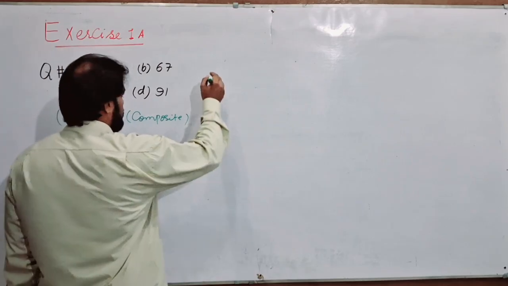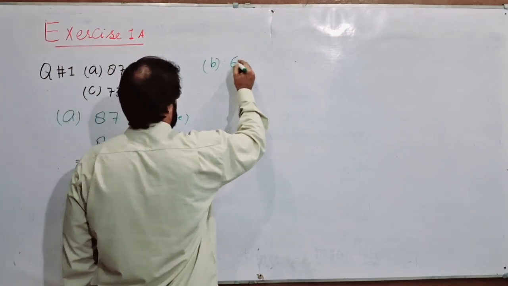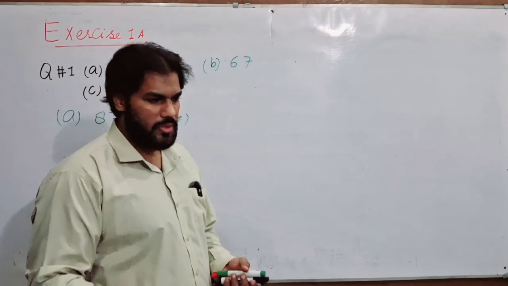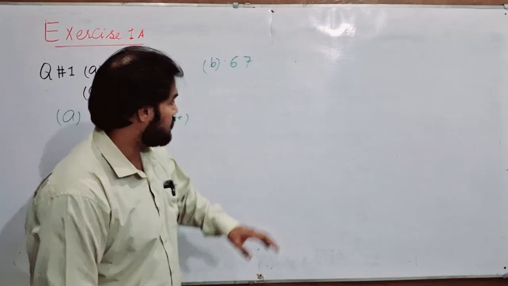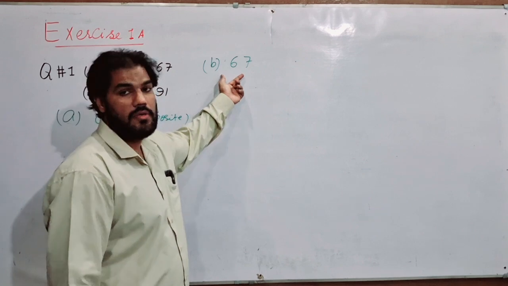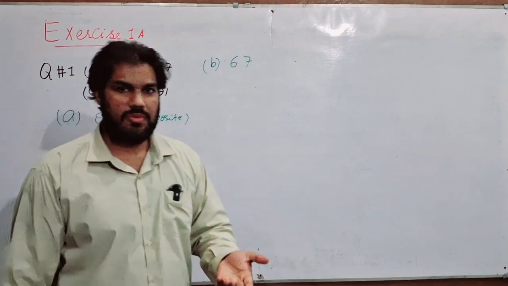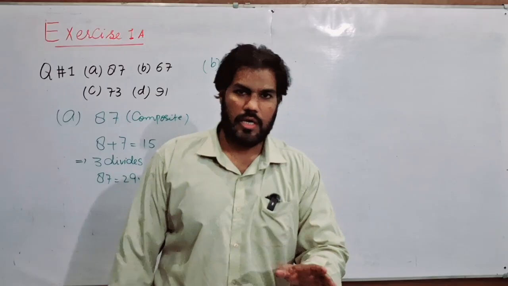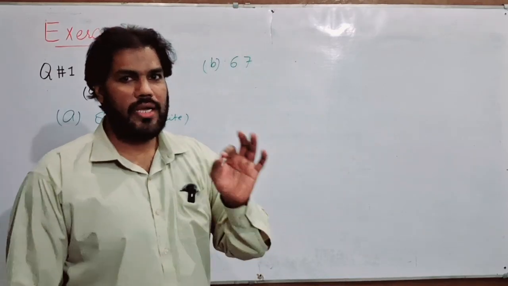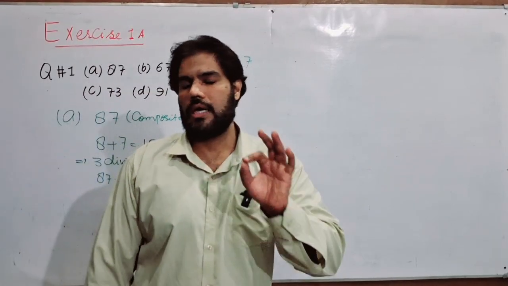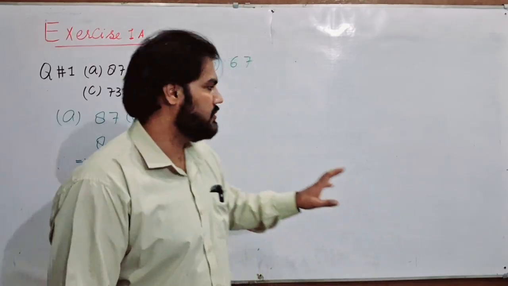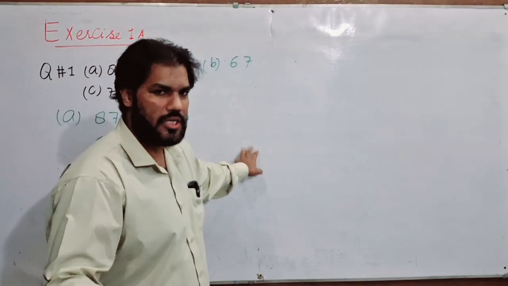Next is part B, which is equal to 67. 67 is clearly not divisible by 2. It is also not divisible by 3, because if you add the digits of this number the sum is 13, and 13 is not divisible by 3. This shows 3 cannot divide 67. Because this is an odd number, any even number cannot divide it. So we will not check the divisibility of this number by 4, 6, 8, 10, etc.